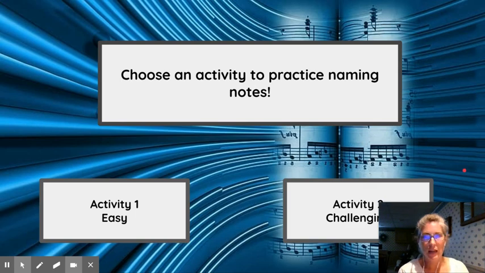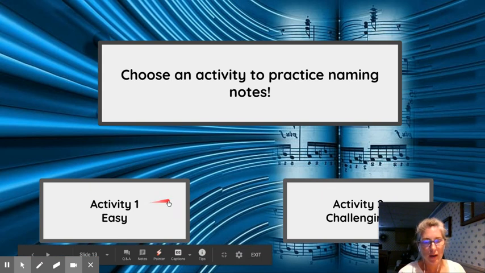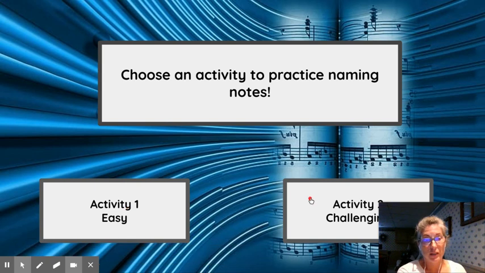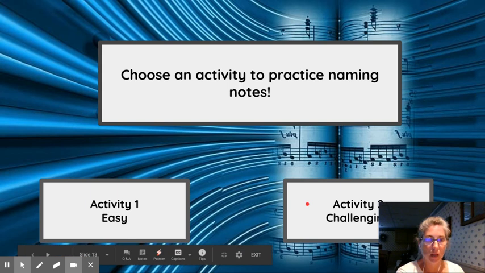Another way you can practice is by clicking on one of the buttons here. They will take you to a website where you can practice. This button, Activity 1, is easy. Naming notes in the treble and the bass clef. This button under Activity 2 is a little harder. If you're familiar with sharps and flats, those are thrown into the mix as well, and you can practice those as well. So I would recommend starting with Activity 1 and see how comfortable you feel with that. And then if you feel comfortable, you can try Activity 2, especially if you have musical experience.